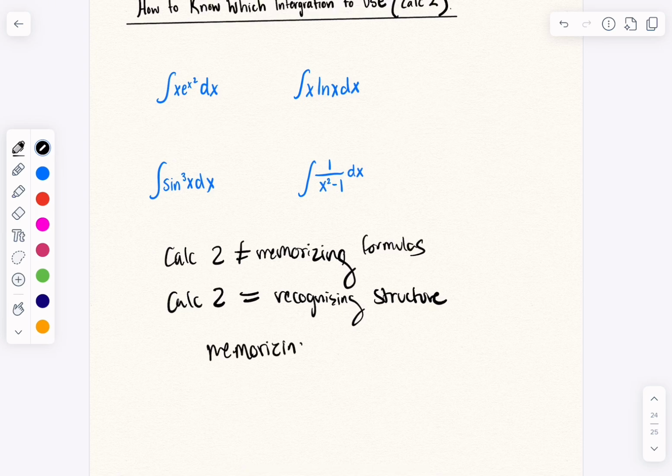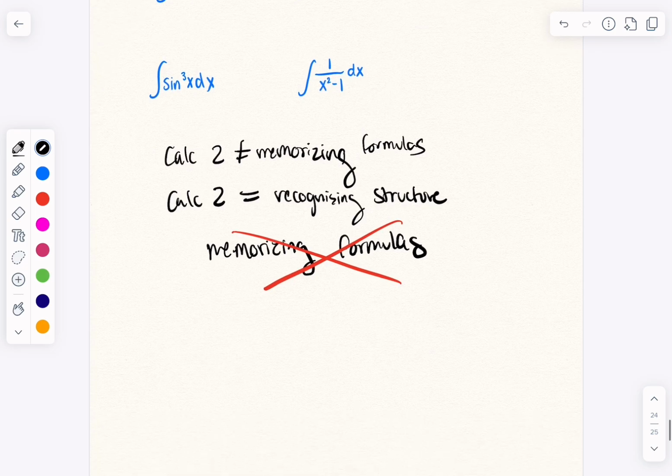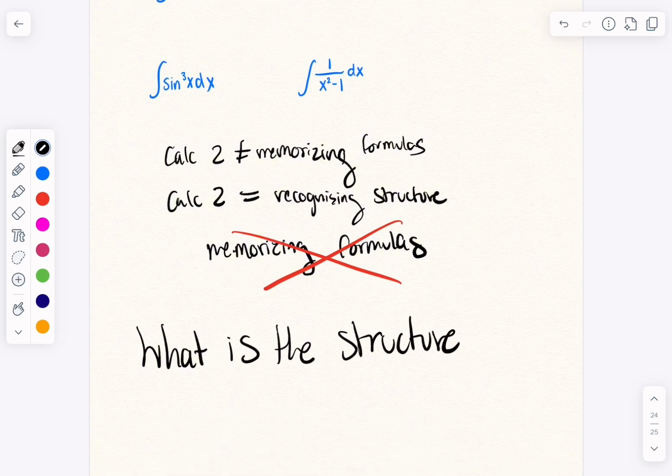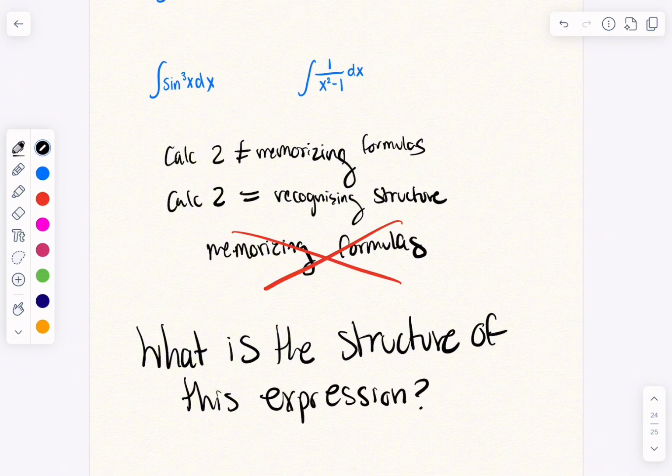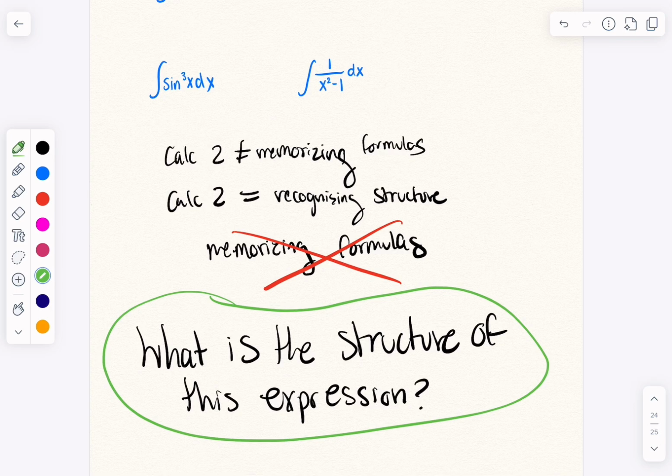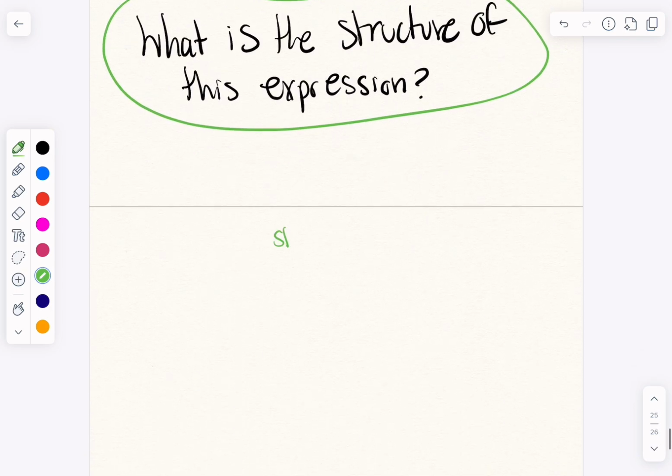Most people think Calc 2 is about memorizing formulas, but that's not the problem. The real problem is that no one tells you how to look at an integral. Once you know what to look for, the method usually becomes obvious. So before integrating, ask one question. What is the structure of this expression? So here's the system I use every single time.